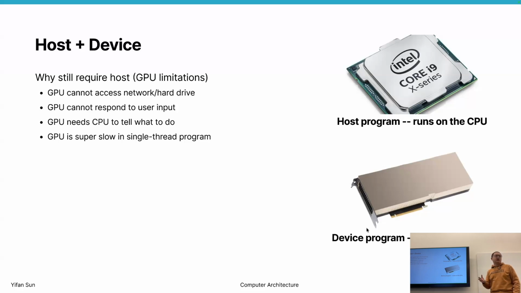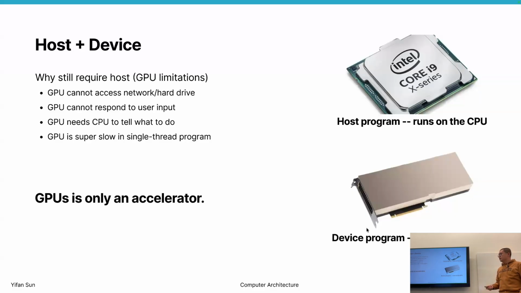The CPU needs to coordinate. And the GPU is super slow on single-thread programs. So sometimes your program has single-thread parts, and you still want to move those parts to the CPU side. And the CPU today is actually very powerful. Wasting the CPU resources is a waste.